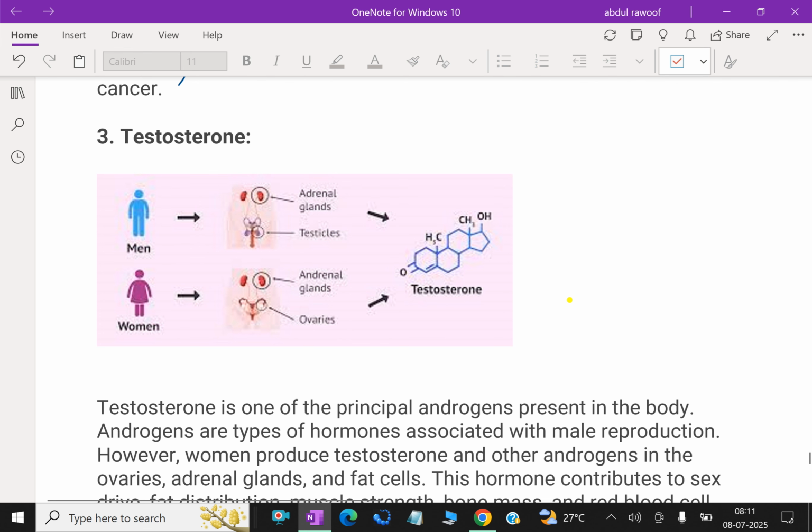Testosterone. Testosterone is one of the principal androgens present in the body.